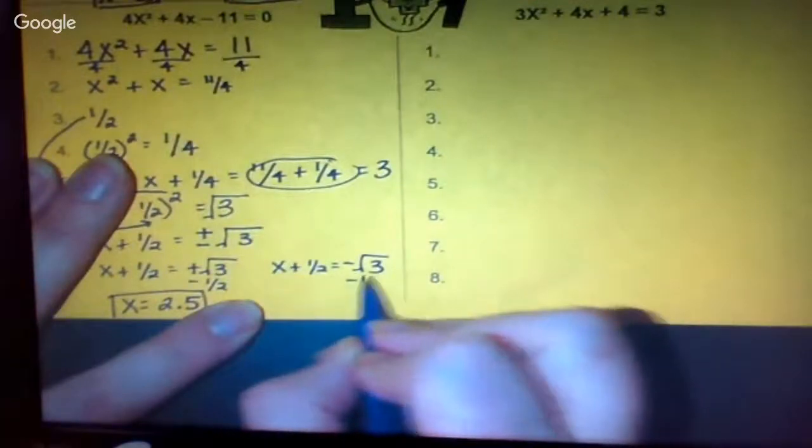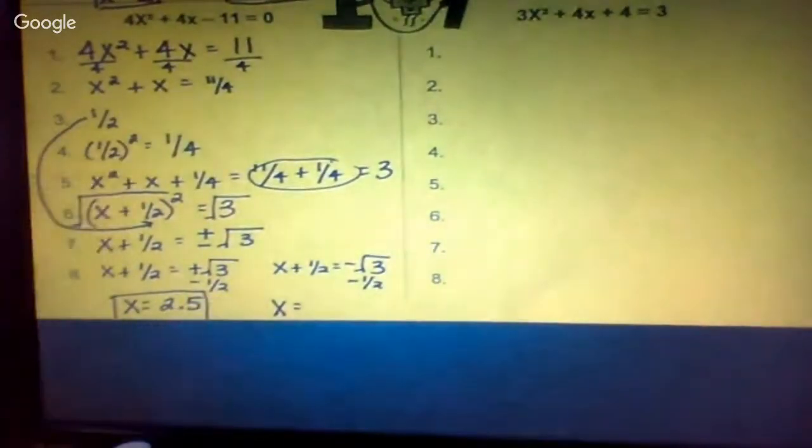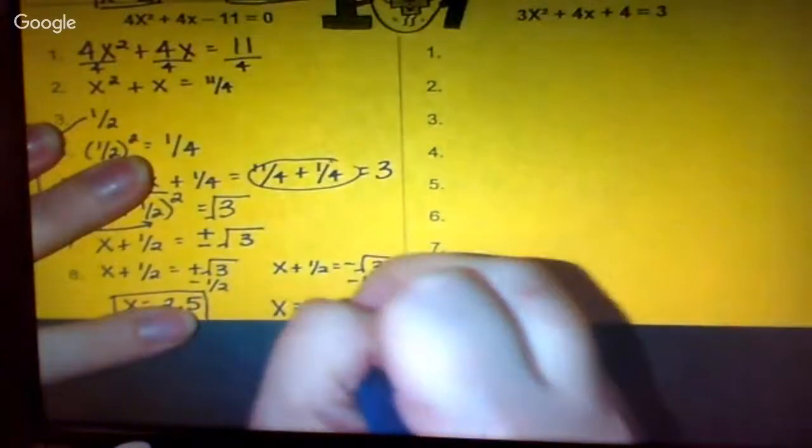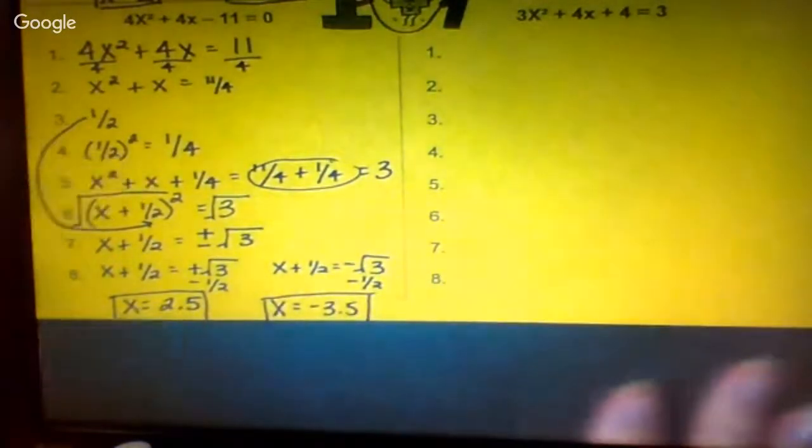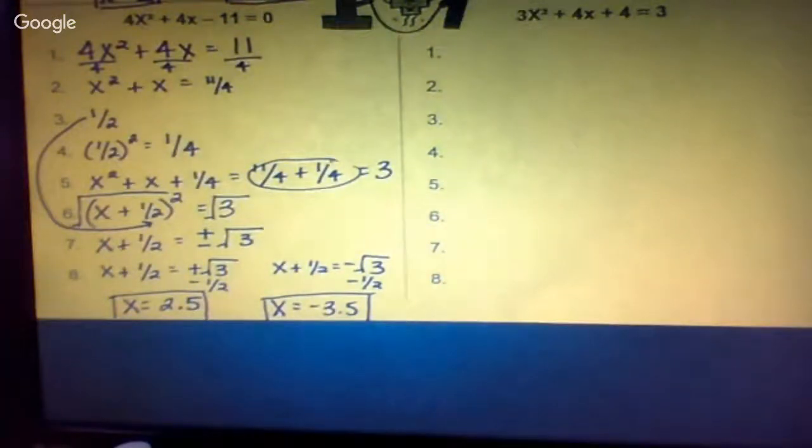Negative square root of 3 minus 1/2. What do we get? I got negative 3.5. Negative 3.5. Yeah. So sometimes they're going to be pretty whole numbers. Sometimes they're going to be decimals. It's just all luck of the draw. Questions? Right. This last one we're going to do is going to get really ugly.